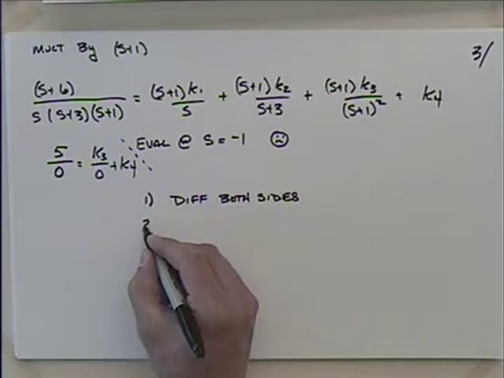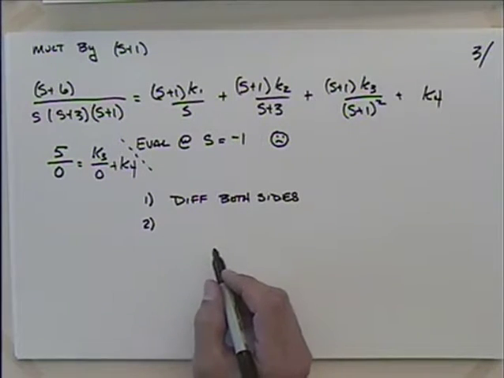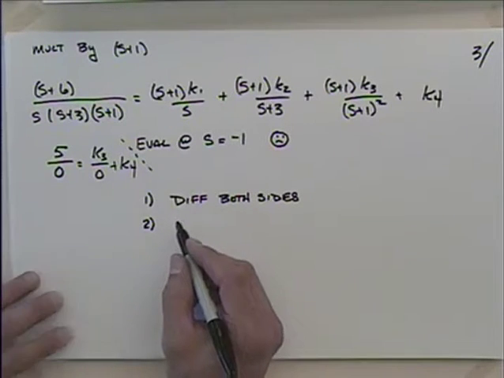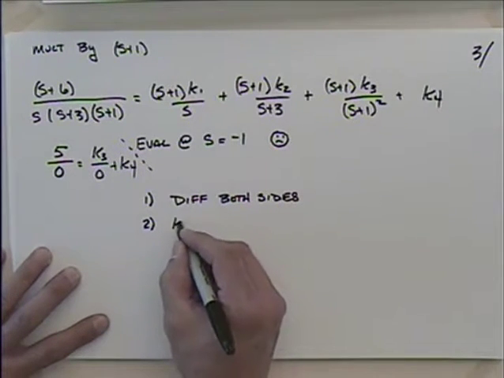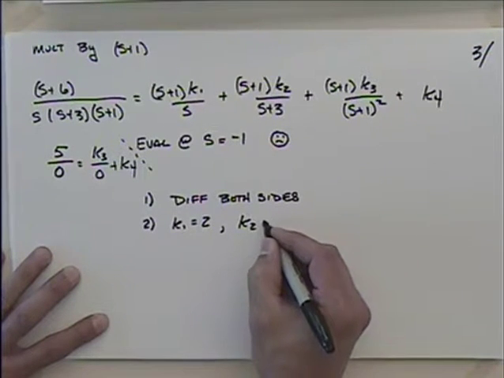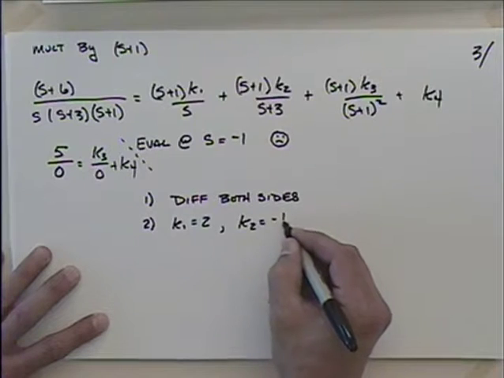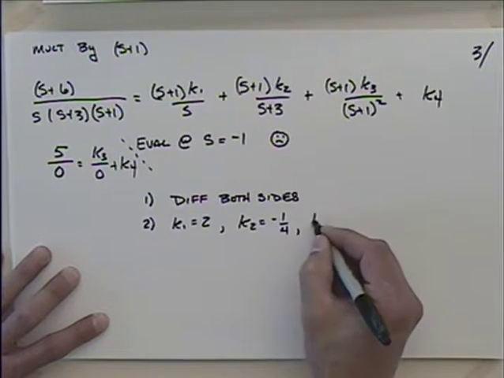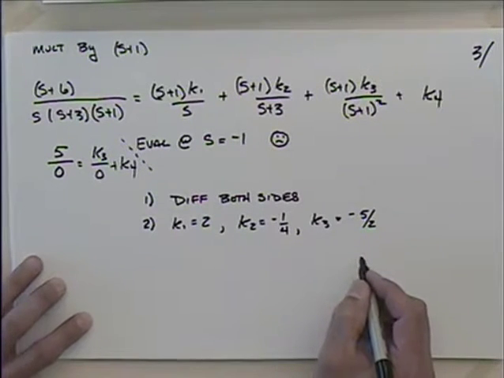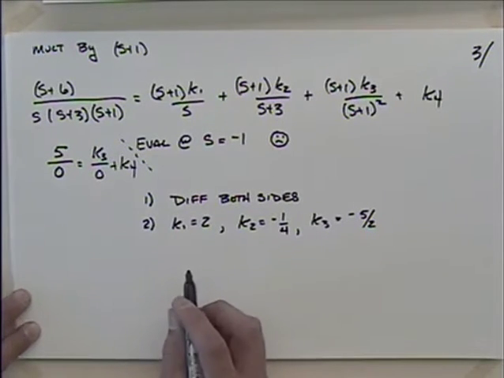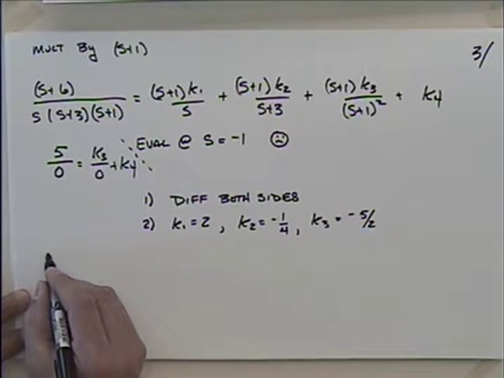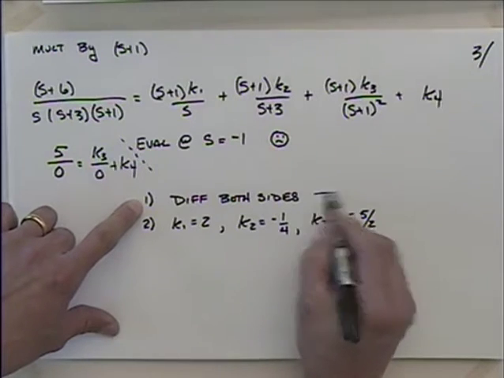This other method that was already mentioned is definitely the best way to go. What we're going to do with this is say that we know K1 is equal to 2. We know that K2 is equal to minus 1/4. We know that K3 is equal to minus 5/2. So we'll plug all of that in. So we can say that we have, so differentiating both sides, this is a lot of work.